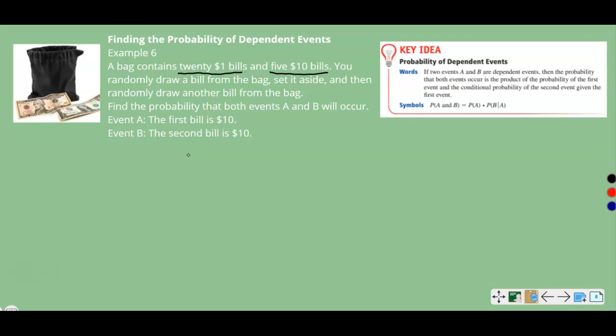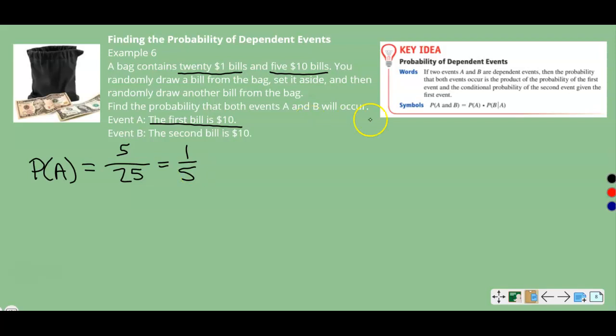All right, so the first thing we need to do is find the probability of A. So what is the probability of event A? The first bill is a $10 bill. So the probability of drawing a $10 bill is what? There are 5 $10 bills in the bag, so there are 5 chances to draw a $10 bill, and there's 20 plus 5, so 25 total bills in the bag. So you can reduce that to 1/5.